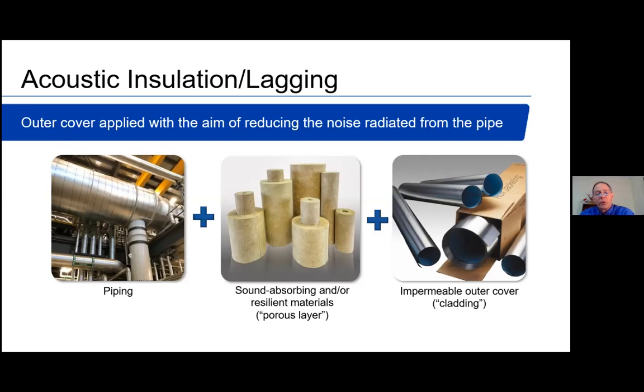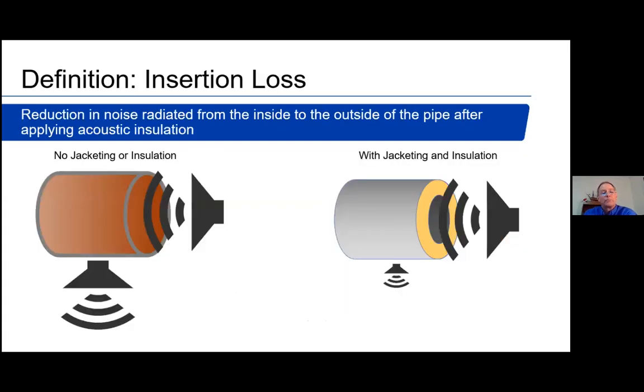And then, as most of you I'm sure are familiar, with most insulation systems, you would also have some type of an impermeable outer cover or cladding system to protect the insulation from the outside environment and impact damage and things of that nature, as well as weather.